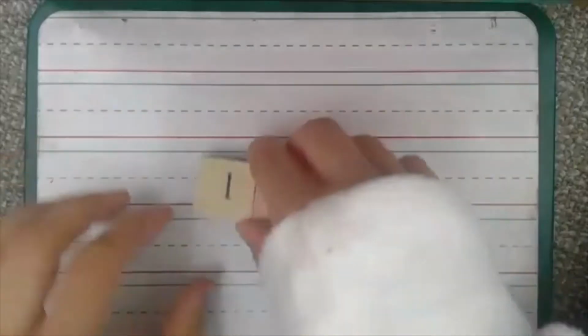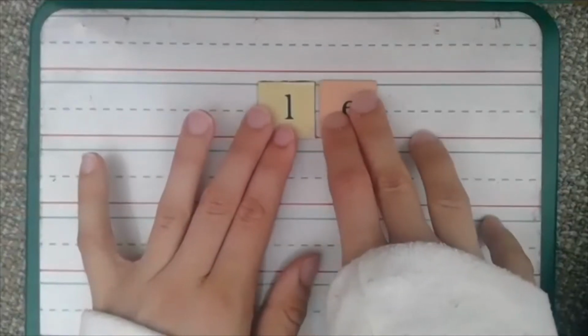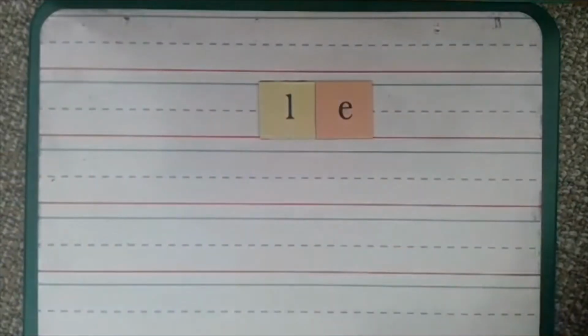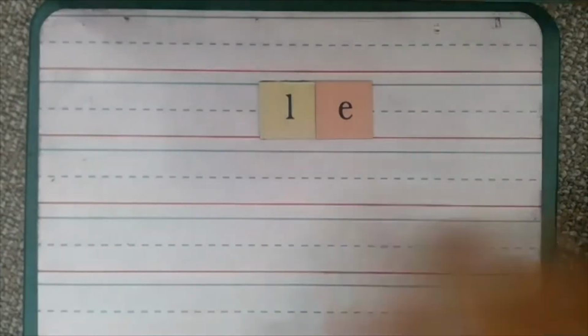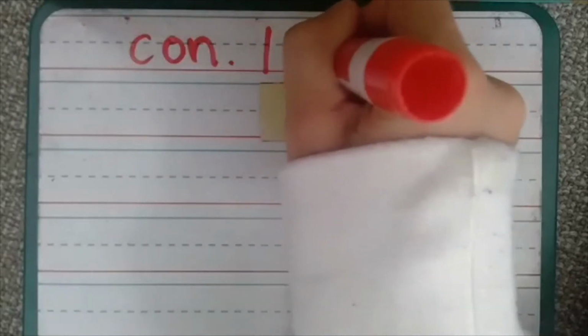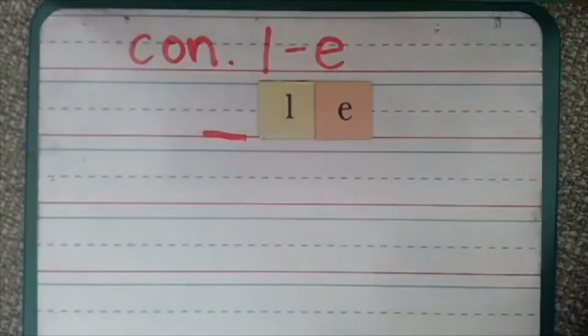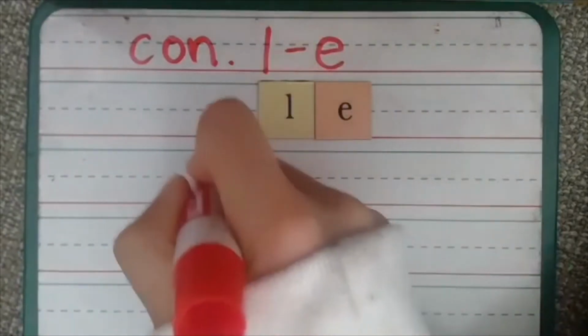So this syllable type always, always, always has these two letters. L-E. L-E. The consonant LE syllable, that's the name of this, so I'm going to write it on the top. Consonant LE syllable. So there's always going to be a consonant here and LE at the end. For example, let me put G here.